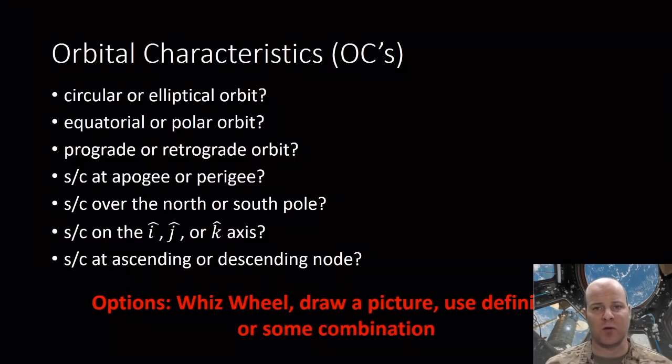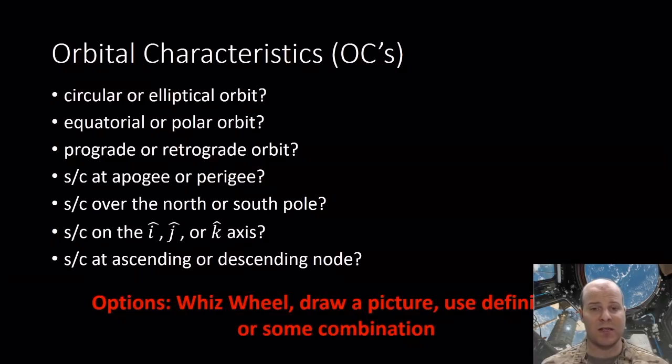We might ask you several questions. We might ask you, is the orbit circular or elliptical? Is it equatorial, polar, prograde, retrograde? Is this satellite at apogee, perigee? Is it over the north or south pole? Is the spacecraft on the I, J, or K axis? Is it at the ascending or descending node?